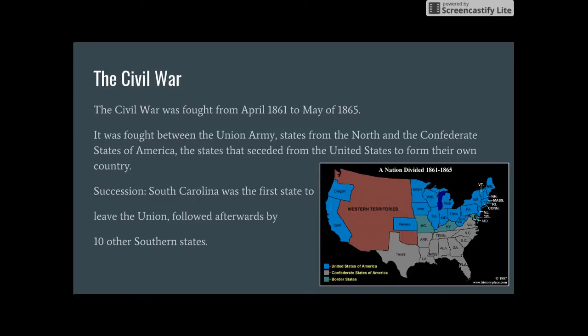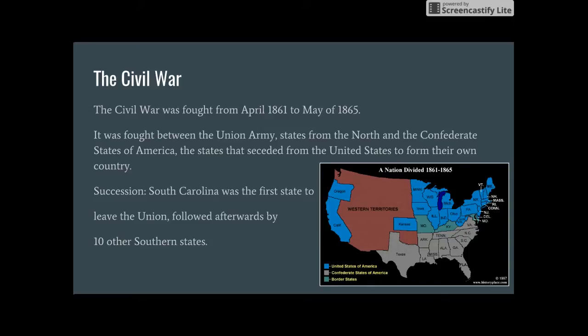If you look over at the map on the lower right-hand corner, the Union states are the states in blue. So California, Oregon, Kansas, and then north and east from there. Border states are in the greenish color, and then the southern states are in the gray, stretching from Texas to Virginia down to Florida and whatnot.